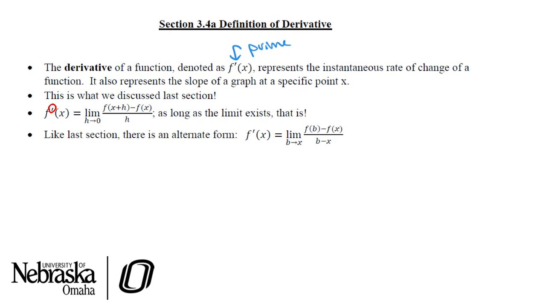f prime of x is equal to the limit as h approaches 0 of f of x plus h minus f of x over h, as long as the limit exists. Of course, the limit doesn't always exist at a specific point. Like the last section, there is an alternate form: the limit as b approaches x of f of b minus f of x over b minus x. Like I mentioned in the last section, this is the equation we're going to use most frequently. It's very similar to the last one, except now we're writing it slightly differently, using f of b instead of the a plus h portion.